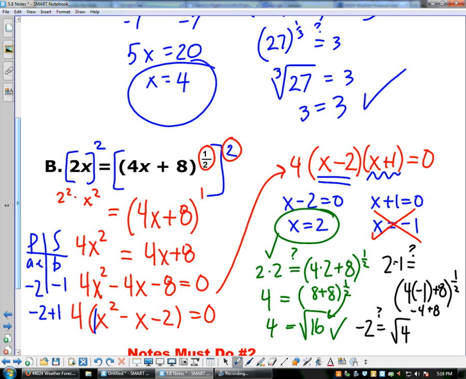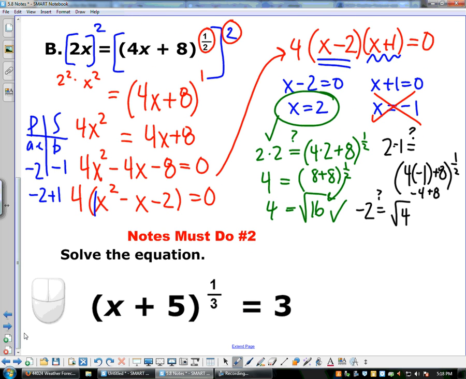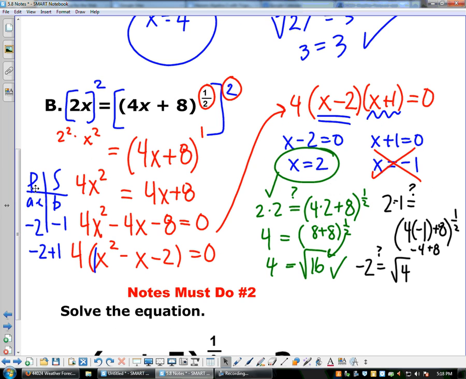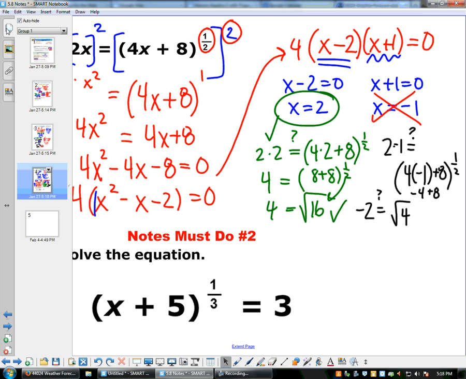All right, so that brings up your second notes must do. You're going to solve this equation, x plus 5 raised to the 1/3 equals 3. Don't forget you're going to raise both sides of this equation to the appropriate power so that you can get that exponent to be a 1 instead of a 1/3.